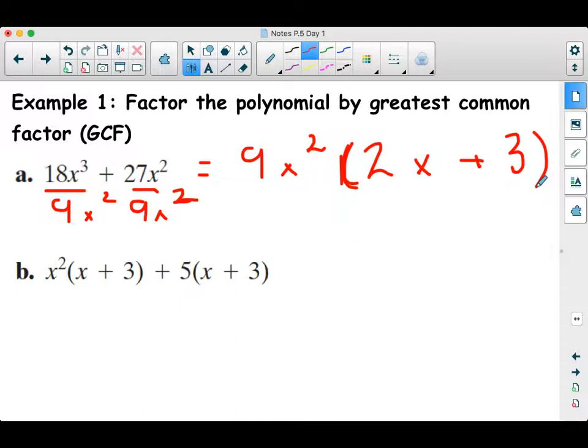Example B, the greatest common factor is going to be that parentheses of x plus 3. So we're going to divide out x plus 3 from both of those terms. And then what we're left with is the x squared plus 5.